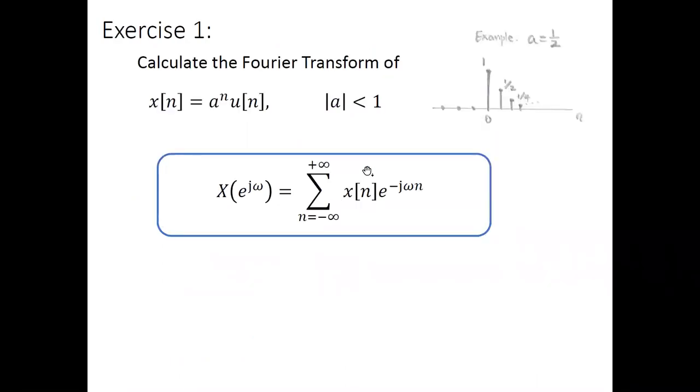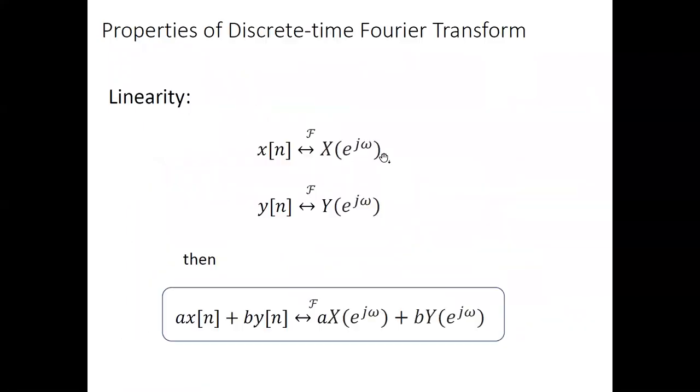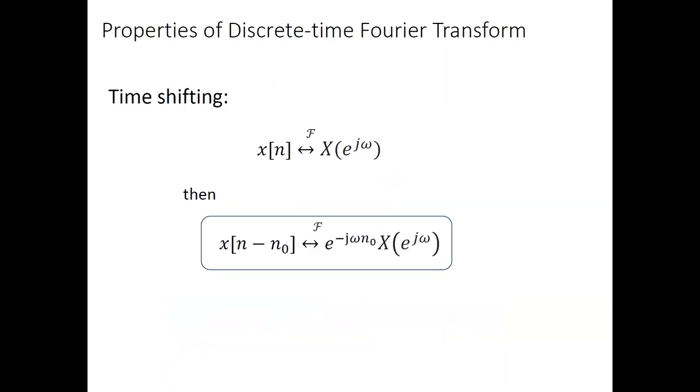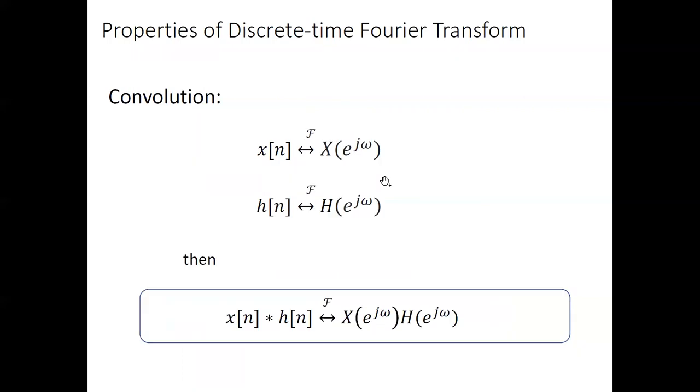Okay. And then we looked at some examples of how to calculate a discrete time Fourier transform. Those examples are mainly the series with a common ratio a with magnitude less than one. They have different forms, for example, an absolute value. And then we learned some properties of the discrete time Fourier transform so that we can conveniently get the new transform after some time domain transformation, say linearity, time shifting, and time expansion. The last property we learned is the convolution.